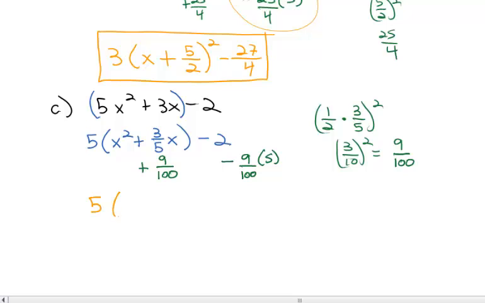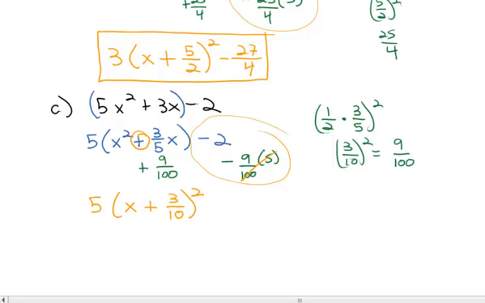Now we have 5 times the square root of x squared, which is x, the sign from the middle is plus, and the square root of the fraction, 9 is 3, over 100 is 10, squared. Then we have to deal with this mess again.